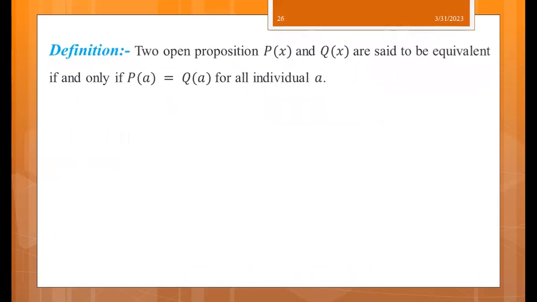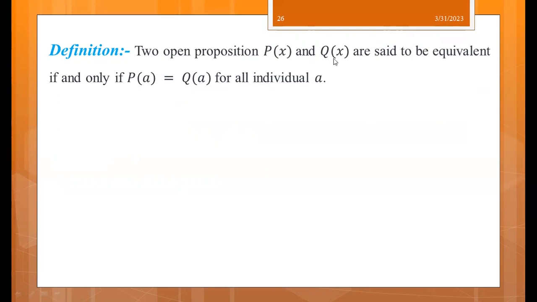Again, let's have this definition, on equivalency of open propositions. Two open propositions P of x and Q of x are said to be equivalent if and only if P of A is equal to Q of A for all individuals A of U.